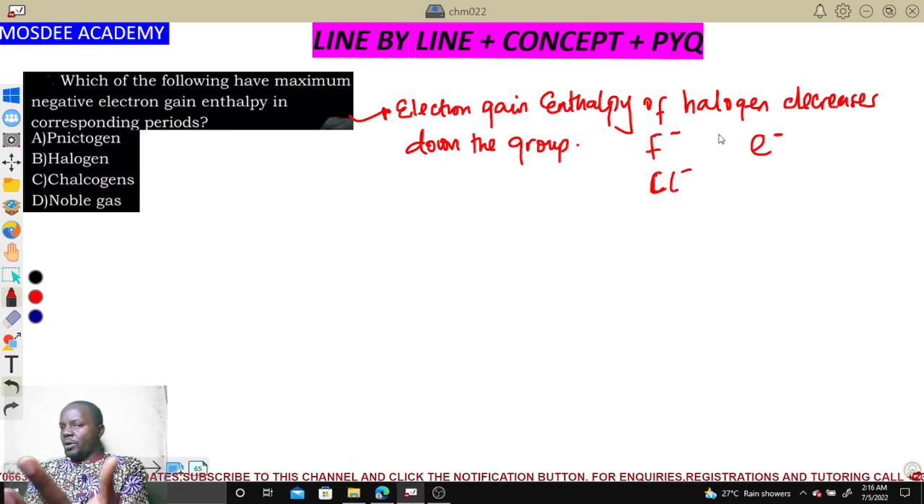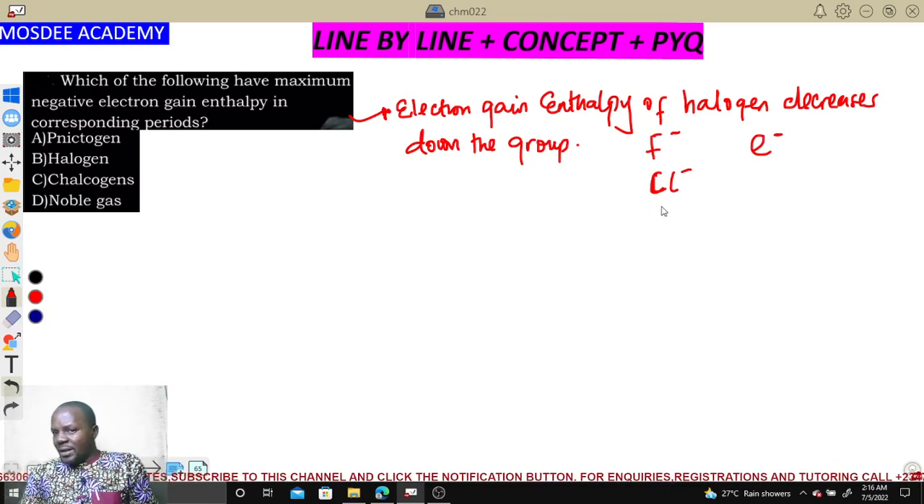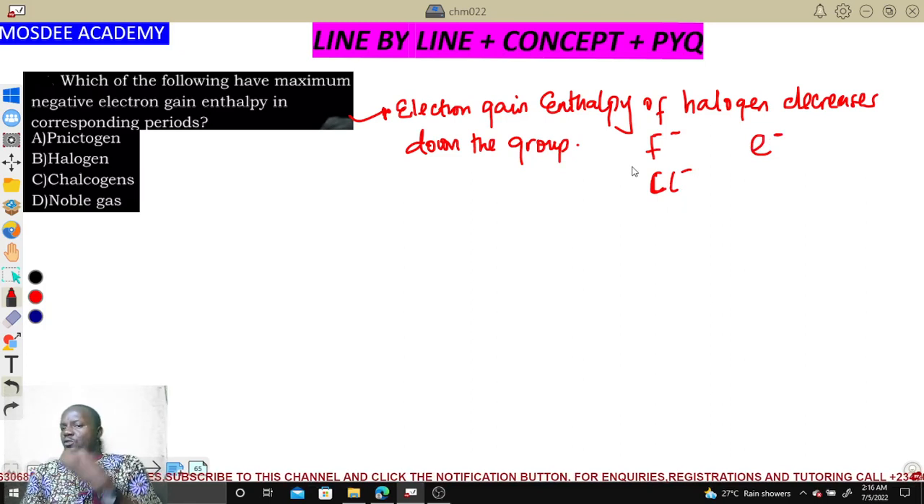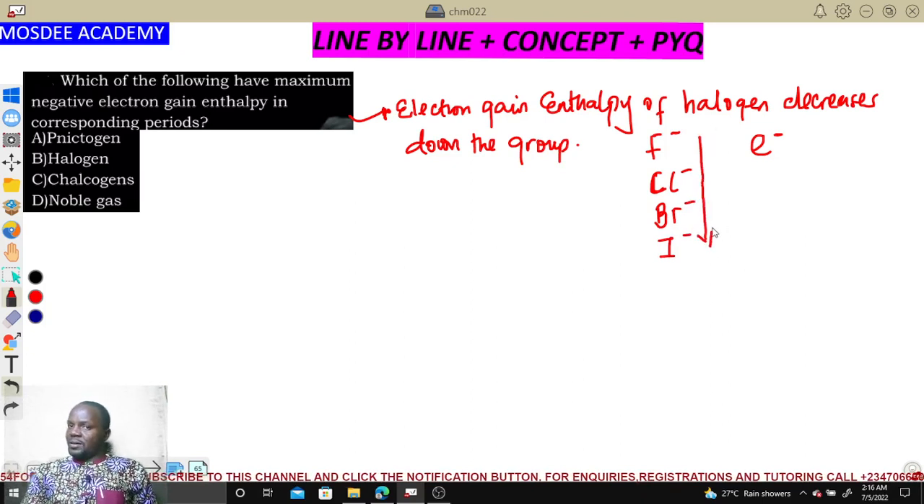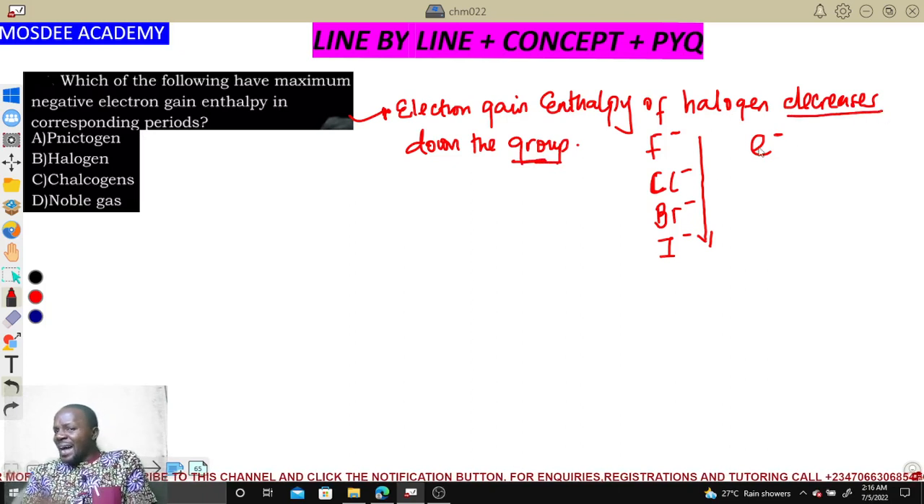So its electron gain enthalpy is nearing positivity compared to fluorine. So as you go down, you expect the electron gain enthalpy to go down, because they become more positive as you go down the group: fluorine, chlorine, bromine, and iodine. So as you are going down the group, you expect it to be decreasing. So note that. So which of the following has the maximum electron gain enthalpy in the corresponding period? I have only given you with respect to the group. So if it is decreasing down the group, what do you expect across the period?